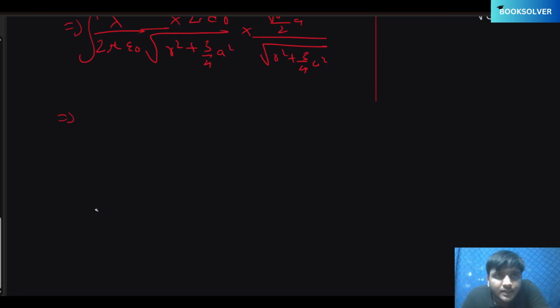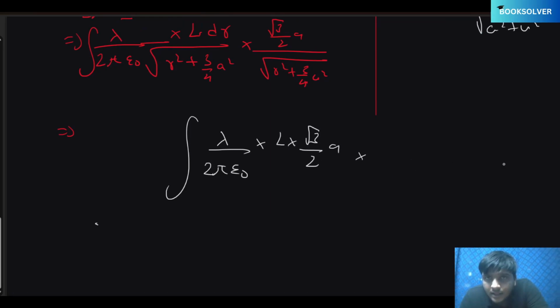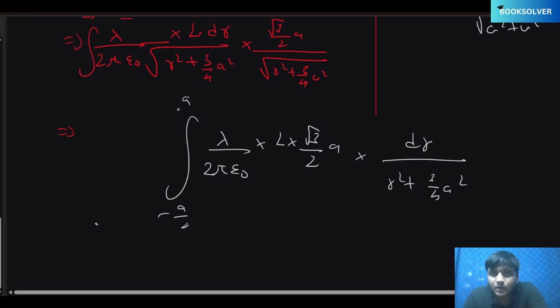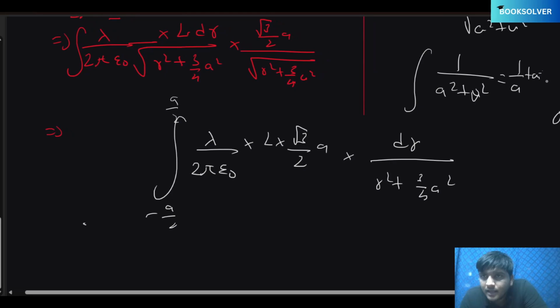So we will get our final integration as like this. Integration of lambda by 2 pi epsilon naught into, I think L should be there, L into root 3 by 2a into, now this is a constant part actually, integration of dr by r square plus 3 by 4a square. Now this is our complete integration from minus a by 2 to a by 2. This is of the form 1 by a square plus x square, and we know that the integration of 1 by a square plus x square is equal to 1 by a tan inverse x by a.